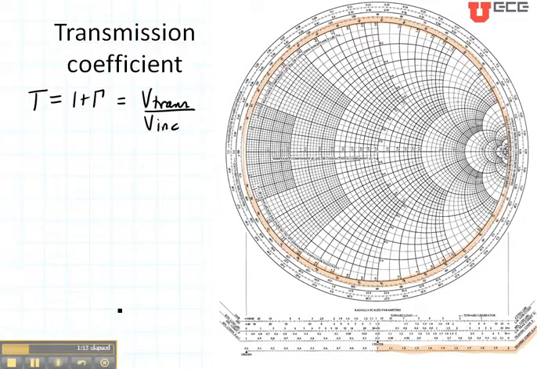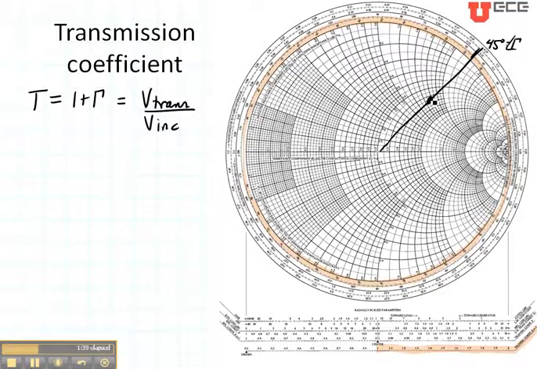Now let's suppose, for instance, that I had a reflection coefficient here at 45 degrees. Let's find our transmission coefficient, sorry, our reflection coefficient of 45 degrees. That's the angle of the reflection coefficient. Let's draw our straight line from the center of the Smith chart out to that point like this. And then let's just choose a point right here.